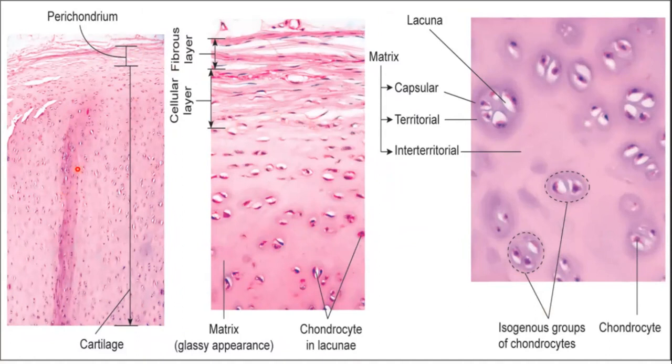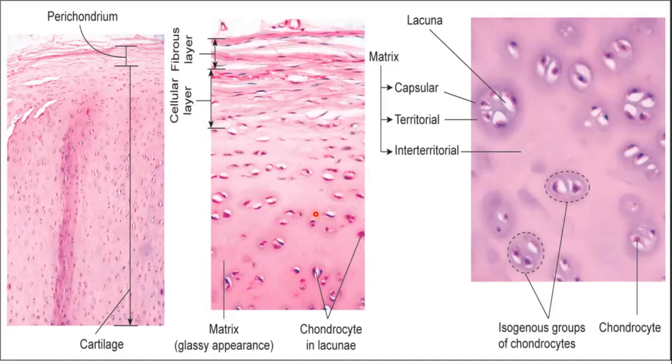Then I want you to look at this matrix. You can see it looks like glass, clear, hyalos. So this is hyaline cartilage. You can see the glassy appearance. Then you can see the chondrocytes in lacunae. So if you are ever given a histological slide and you see cells in lacunae, if you are not thinking about cartilage, think about bone.